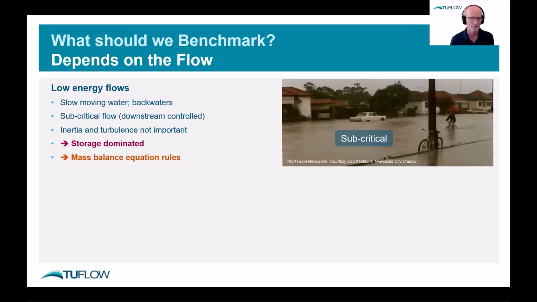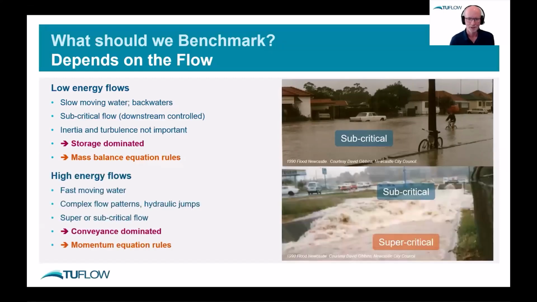things like inertia and turbulence are really not important. The velocities are just too small to make those terms influential. So the flow is typically what we call storage dominated. And the very nice, simple mass balance equation tends to rule. You just got to make sure you're not losing mass or gaining mass.